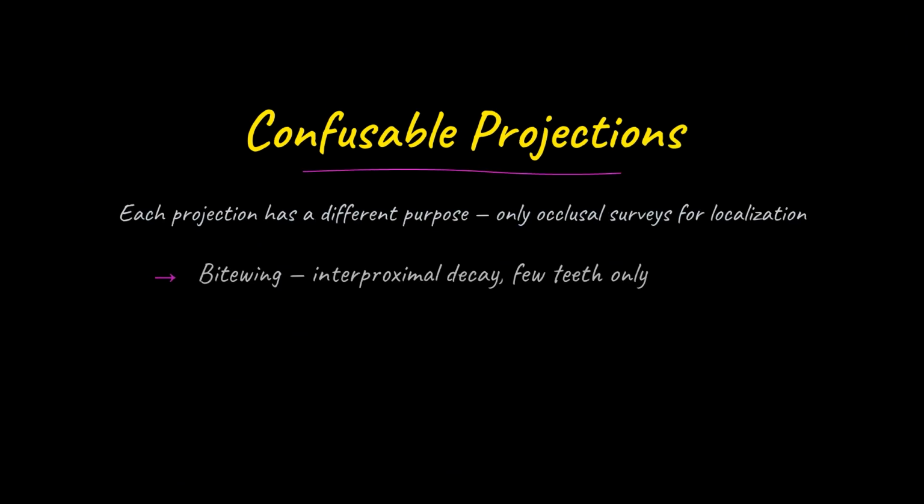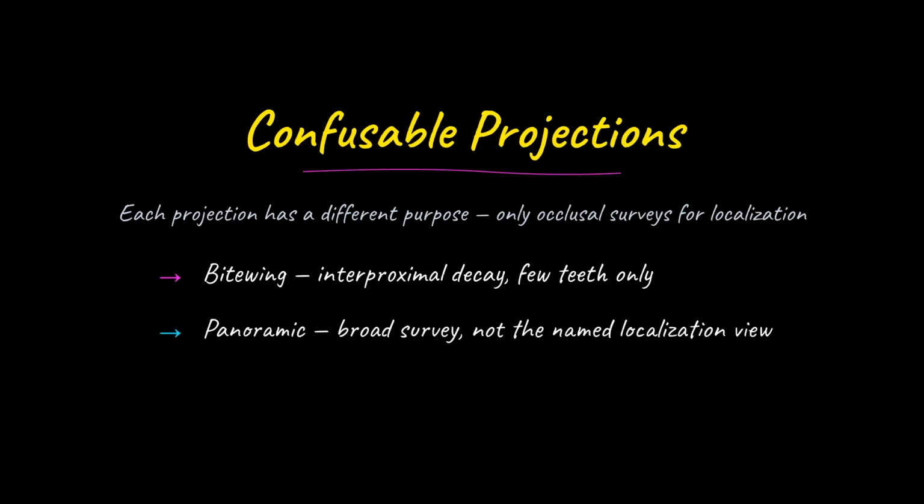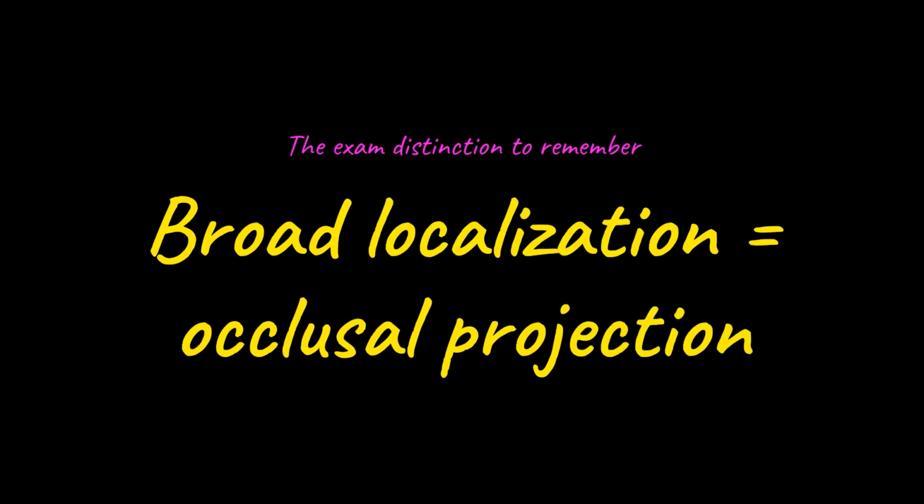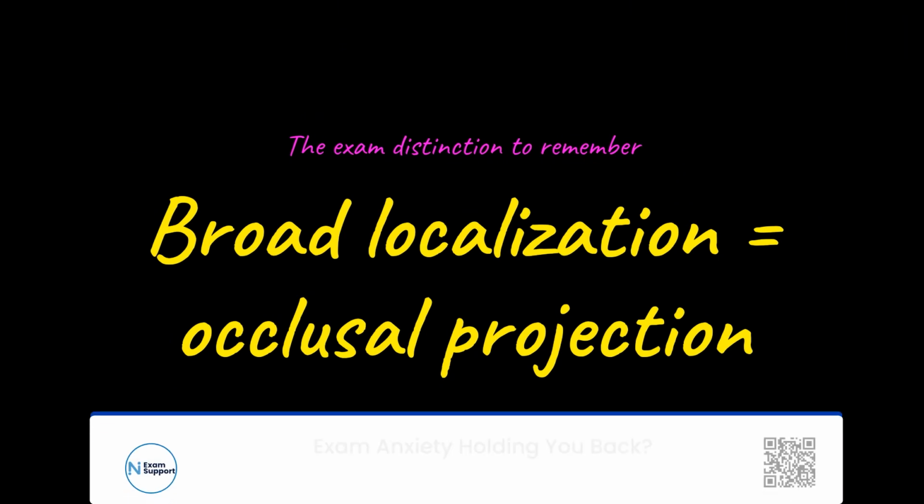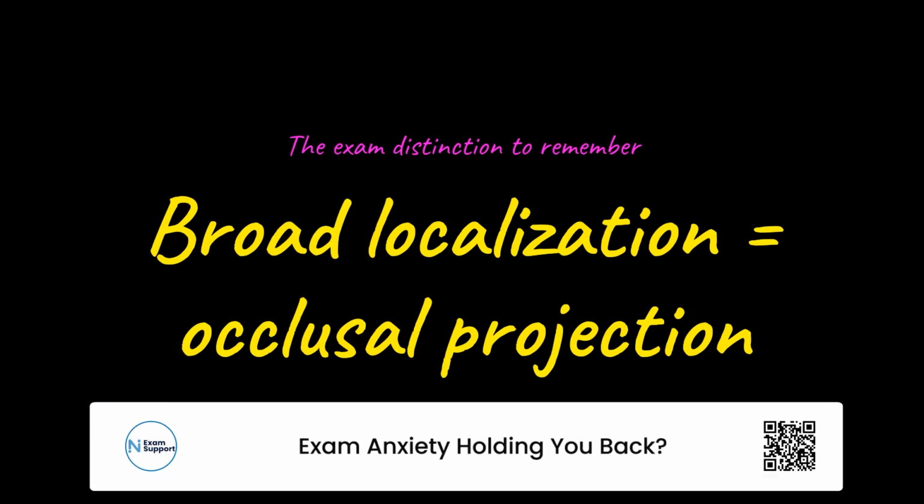Other projections are built for different jobs. A bitewing targets decay on a few teeth. A panoramic surveys broadly but is not the named localization view. And a cephalometric image profiles the skull for orthodontics. None of them owns the retained root and impaction localization role. Whenever an exam stem asks which projection is used to find retained roots, impactions, or salivary stones across a wide arch area, the answer is the occlusal projection. Its large receptor and perpendicular beam give the broad survey that task demands.